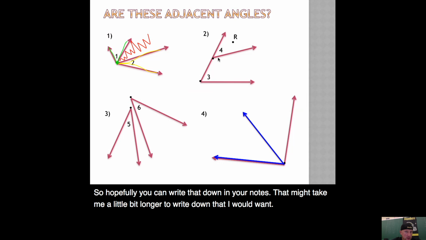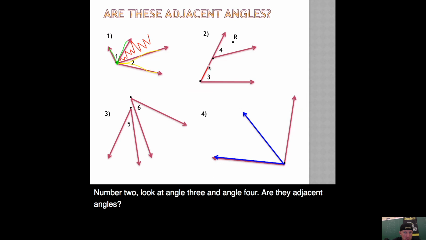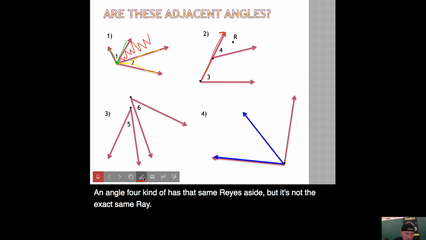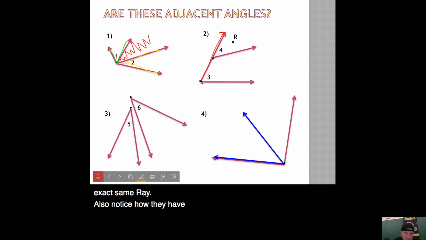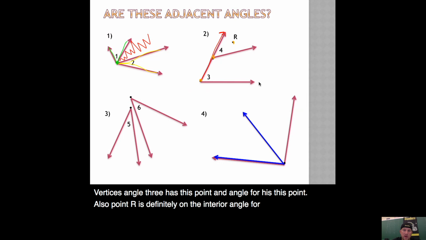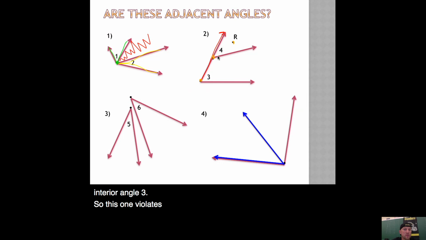Number 2, look at angle 3 and angle 4. Are they adjacent angles? Well, here's a ray for angle 3. And angle 4 kind of has that same ray as a side, but it's not the exact same ray. Also, notice how they have different vertices. Angle 3 has this point and angle 4 has this point. Also, point R is definitely on the interior of angle 4, and it's also on the interior of angle 3. So this one violates that definition in a bunch of different places.